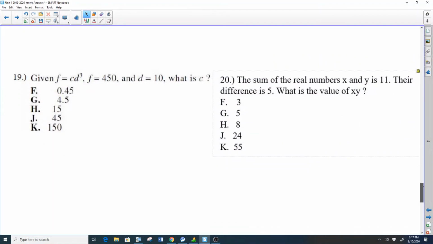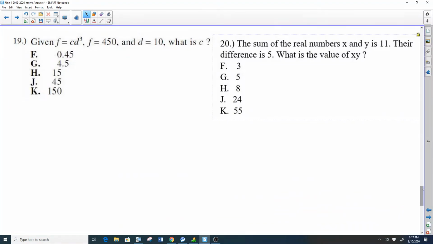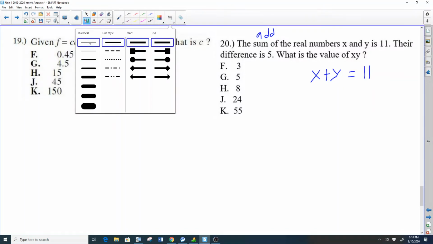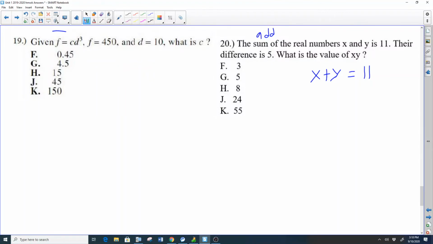Okay, so number 20, we'll do the last one. So the sum, what does sum mean? The sum means to add, right? It means plus. So the sum of the real numbers x plus y, the sum of the two numbers x plus y is 11. And then x plus y equals 11.